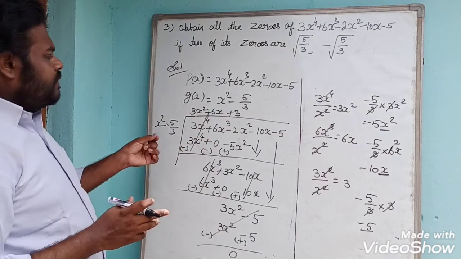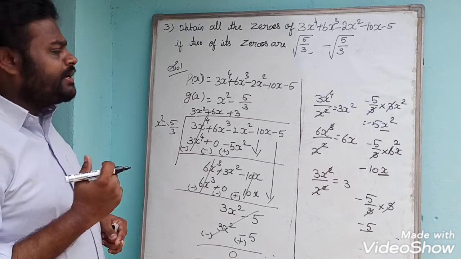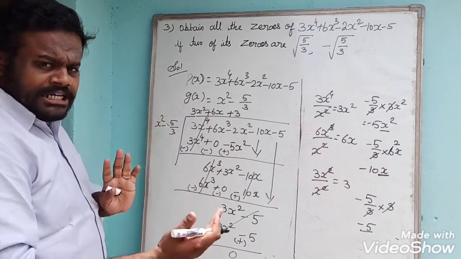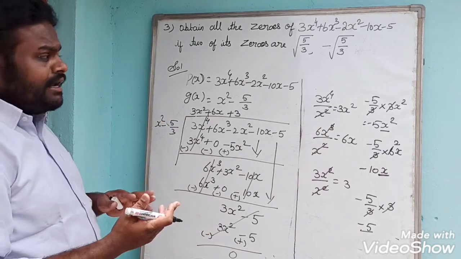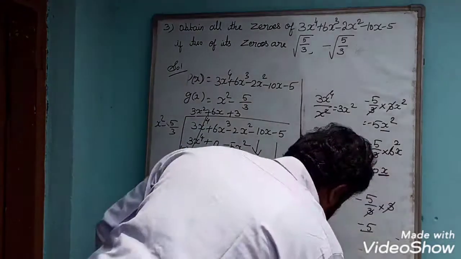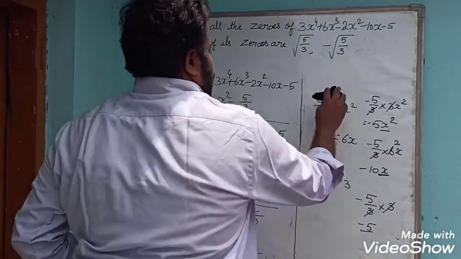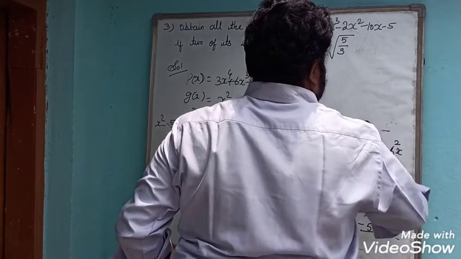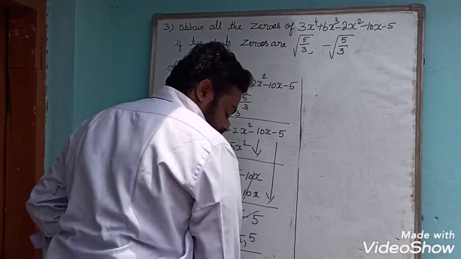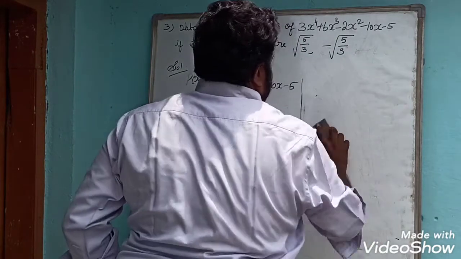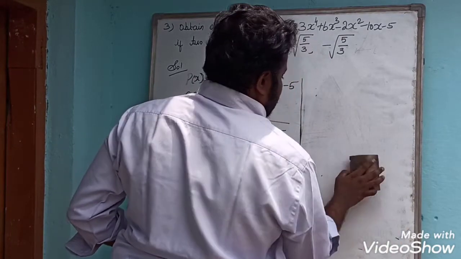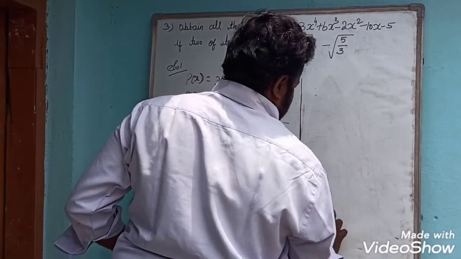So here the quotient is in the form of a quadratic polynomial. So we are using the splitting method to find the remaining two zeros of the polynomial p of x. So I take that quotient quadratic polynomial. By the usual splitting method, I have to find the factors and zeros, the remaining two zeros for the polynomial p of x.